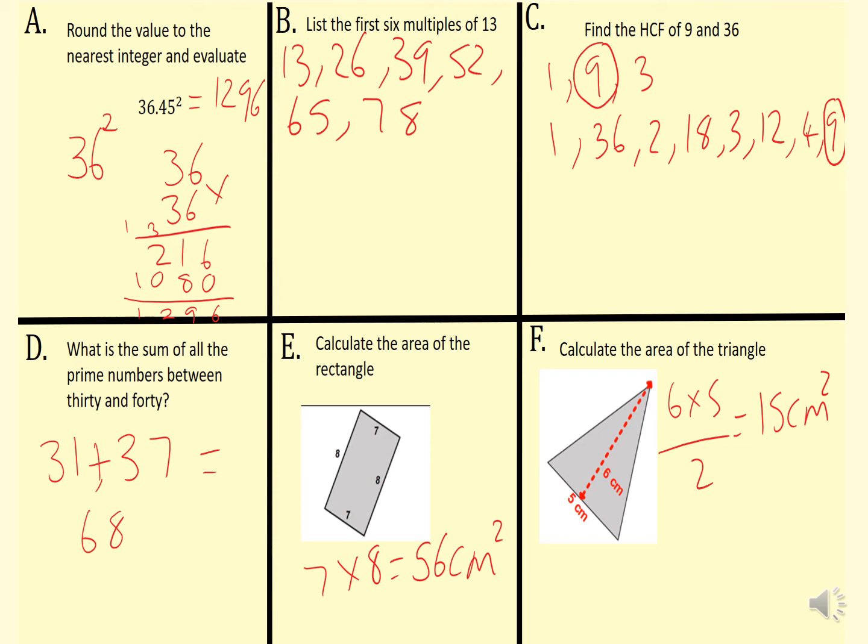And the last question, you find the area of a triangle. For the area of a triangle, you always times base by perpendicular height, then you divide your answer by 2. So the base here is 5, the perpendicular height is 6. So you do 5 times 6, which is 30, and you divide it by 2, which is 15 centimeters squared. Very well done if you managed to do all of them right.